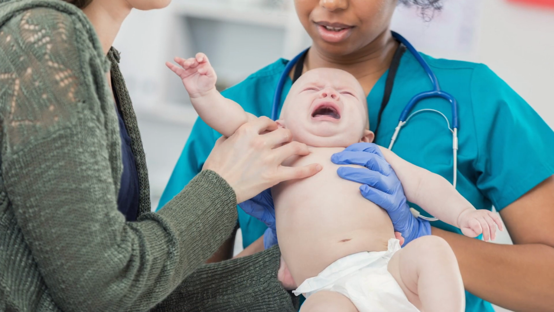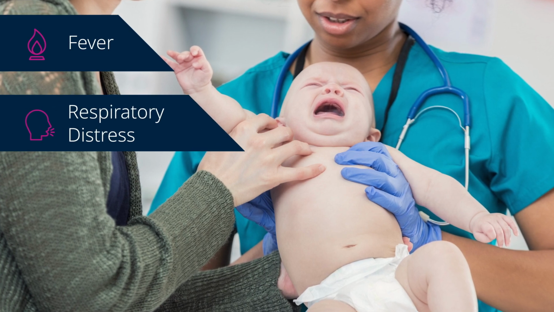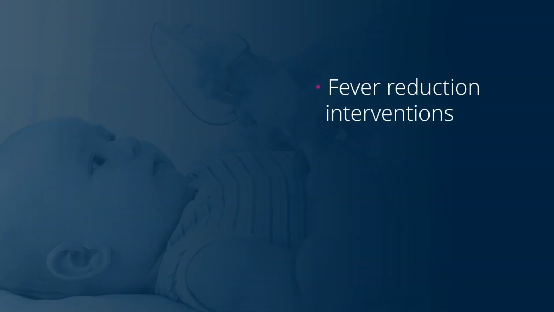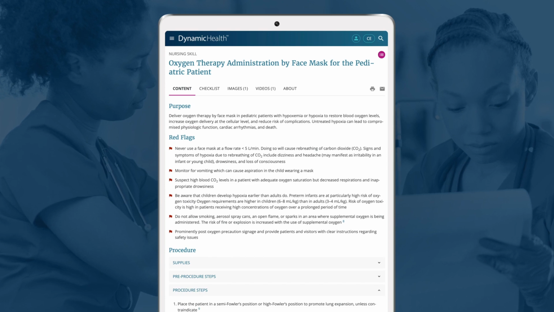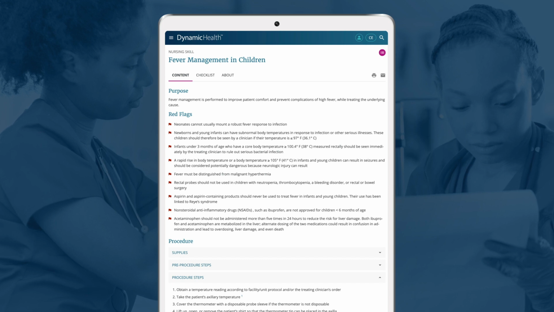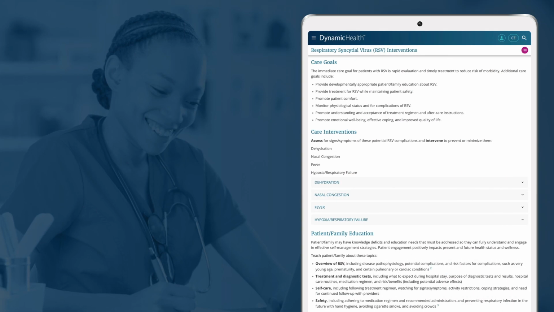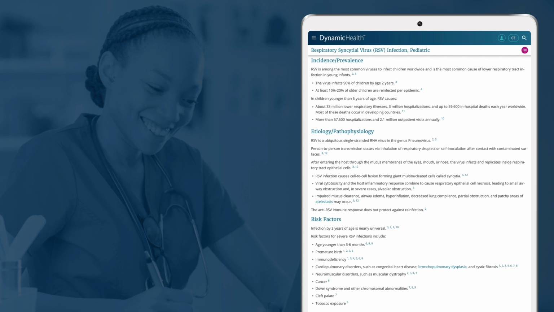My assessment findings indicate the infant has a fever and is having signs of respiratory distress. I provide fever reduction interventions, apply oxygen via a face mask, and begin IV hydration. As a teachable moment, my nurse resident and I review the oxygen administration and fever reduction skills in Dynamic Health. At this time, my nurse resident also reviews the care interventions and RSV disease/condition overview topic for discussion later while we review the infant's chart.